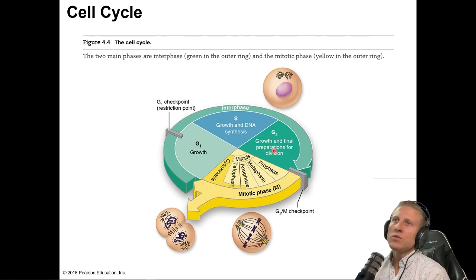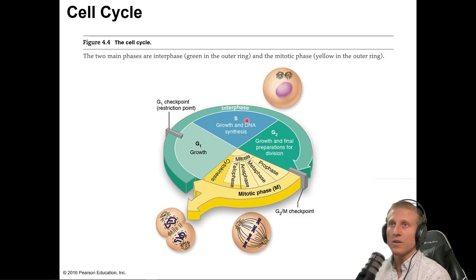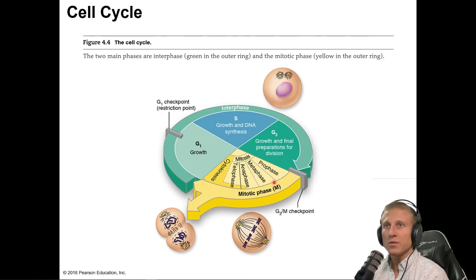Then we have G2. G2 is relatively short proportional to the prior two, especially when compared to G1. This is essentially like a checkpoint phase. The cell is basically evaluating whether or not it successfully duplicated its DNA, and if there are any fatal issues, the cell may commit apoptosis. It may off itself to prevent the development of cancers. Assuming everything is going smoothly, it will then enter the mitotic phase, M phase, which has several subcomponents that we are going to discuss.